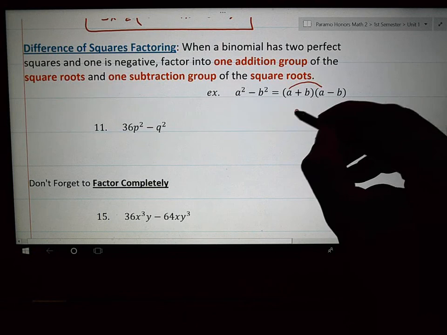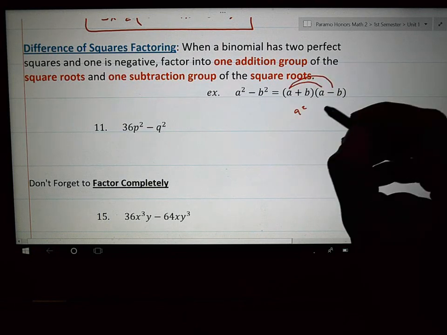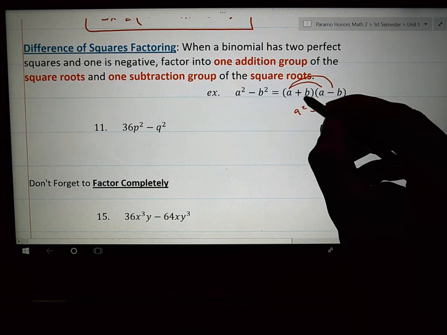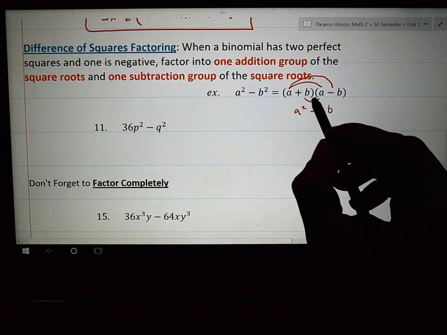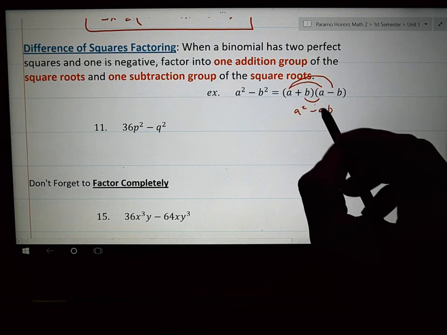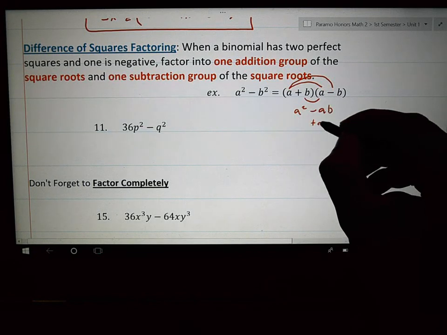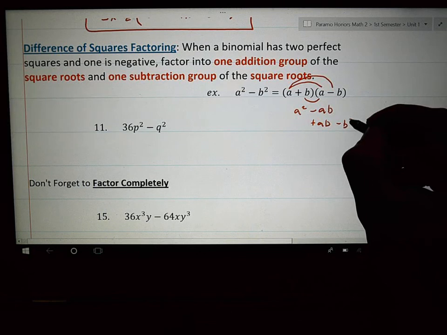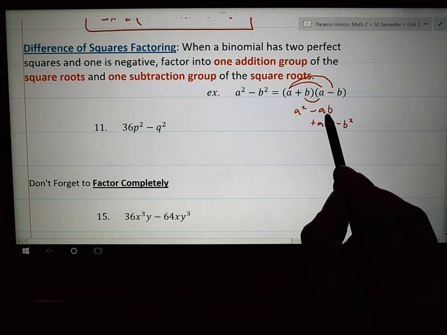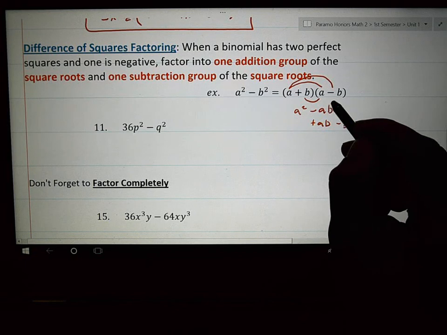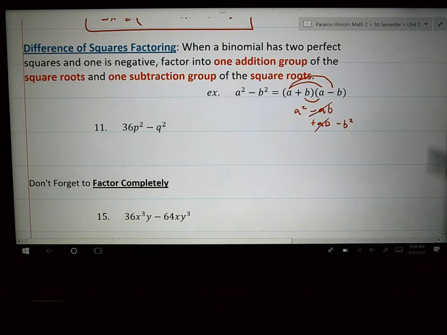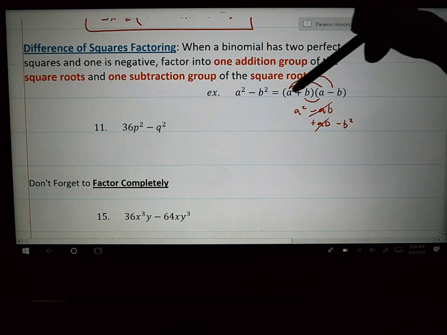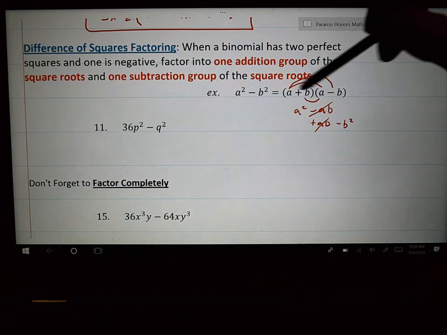A times A is A squared. The outside is a negative AB. The inside, I know some of you might think of this as BA, but just to make it match, I'm going to write it as AB since I can write multiplication in any order by the commutative property of multiplication, minus B squared. What happens with a negative AB and a positive AB, you will notice that the O and the I cancel out.